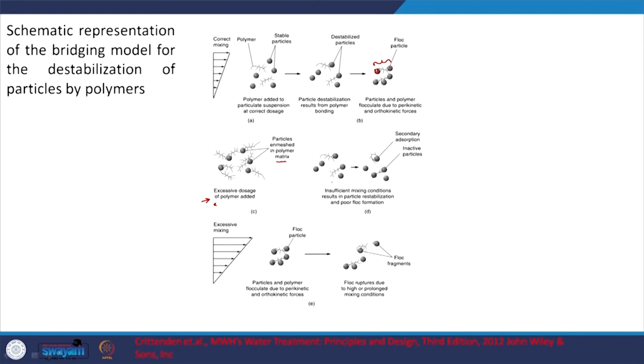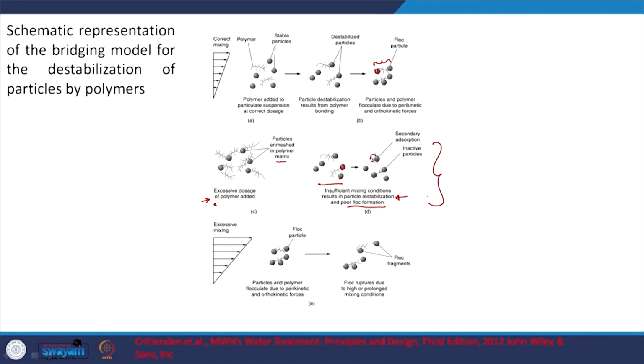And if I do not mix it well enough, what is going to happen after some time? Let us say this is the initial case, my polymer has come and adsorbed onto one of the particles, and because of poor mixing it is not able to form a bridge with another floc. So, not floc, another colloid. What is going to happen after some time? It is going to be adsorbed onto the same colloid, and we have particle restabilization, leading to poor floc formation. That is something to keep in mind, right.